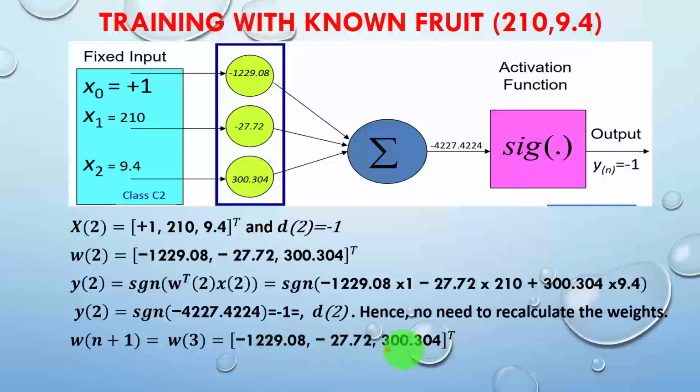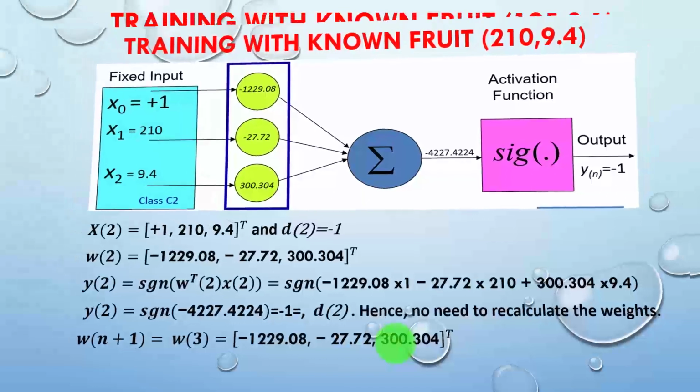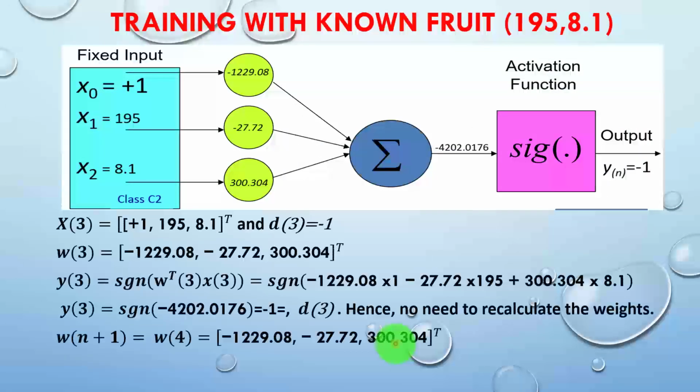We'll use the same weights to check the second fruit. So for this fruit, which is 195 and 8.1, which is in class C2 again, we expect D3 to be -1. If we plug in the values, we get the signum of this value, which is again -1. So it equals D3. So no need to recalculate the weights. It's obvious.